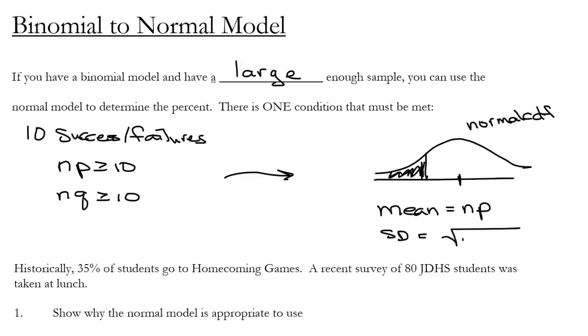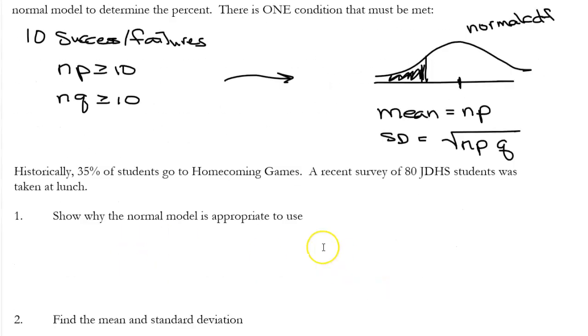the square root of npq. Okay, so when you have 10 successes and 10 failures, you show that, and then you can use the normal model. So let's go ahead and do an example.